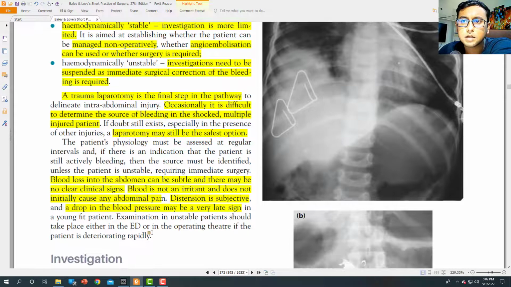Examination in the unstable patient should be taken care of in the ED, that is the emergency department, or in the operating theater if the patient is deteriorating rapidly. There is no time for examinations, but if you want to do this, you must do it on the laparoscopy table, in the operating theater or in the emergency department, where there is a chance to do laparoscopy immediately.